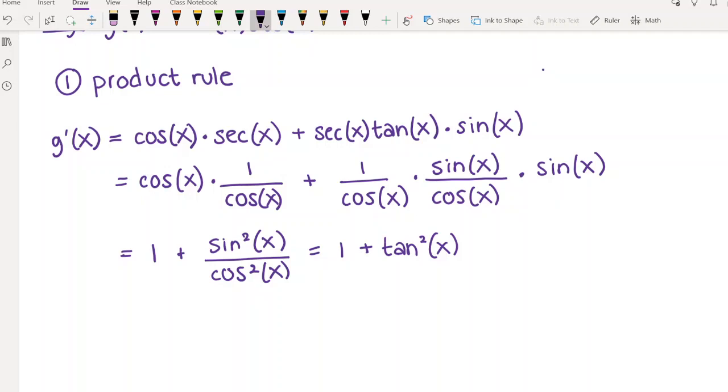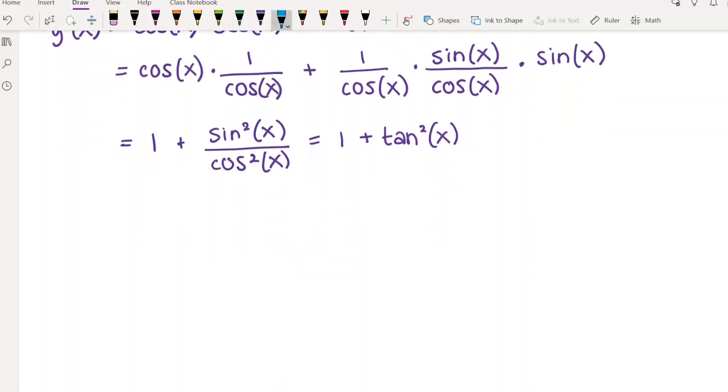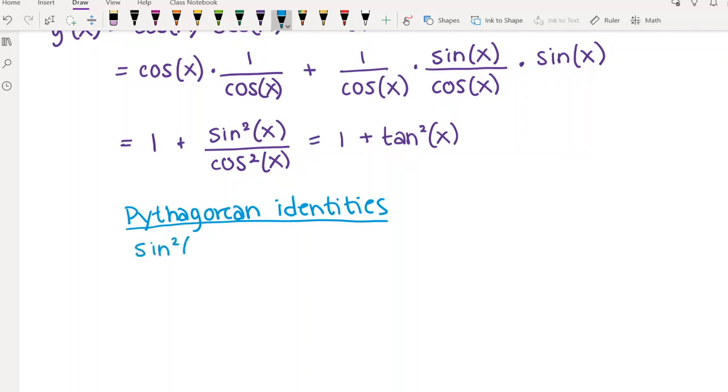I mentioned, I think probably in yesterday's video, the Pythagorean identity. So maybe let me write that as a side note here. There are 3 different Pythagorean identities for trigonometry. The most important one that you definitely want to know is that sine squared of x plus cosine squared of x is always going to equal 1.